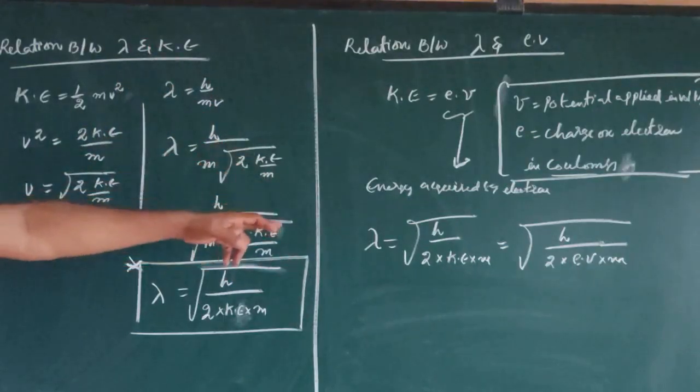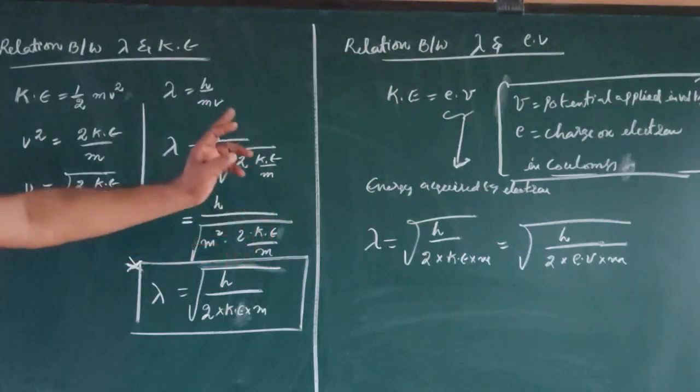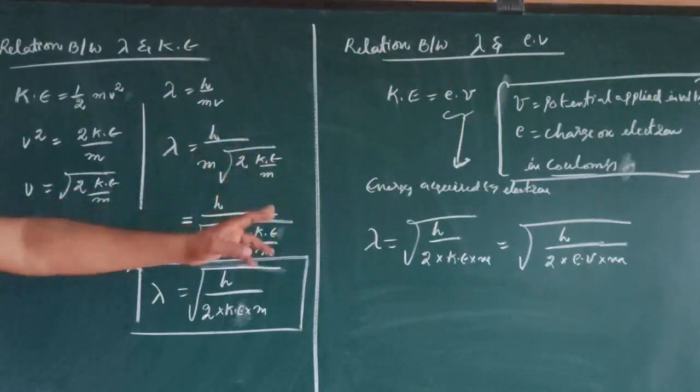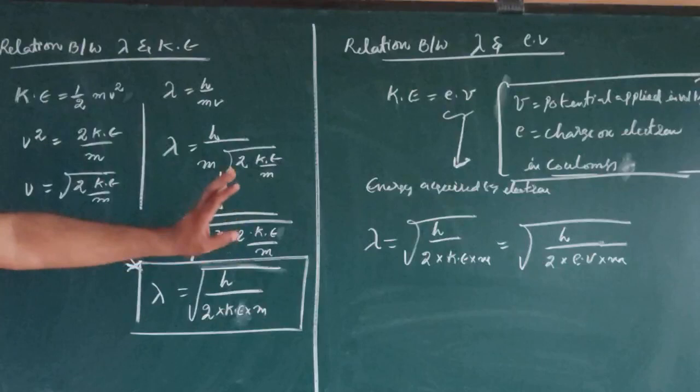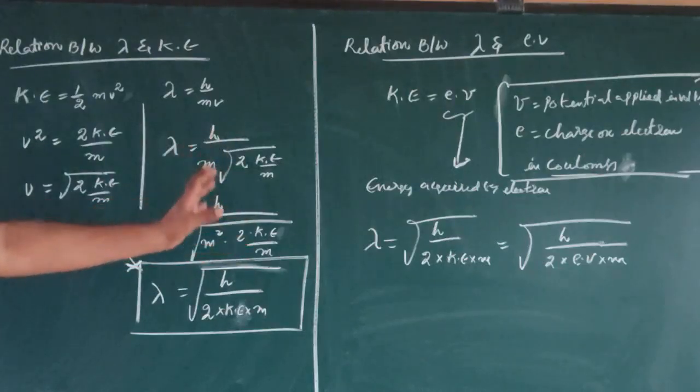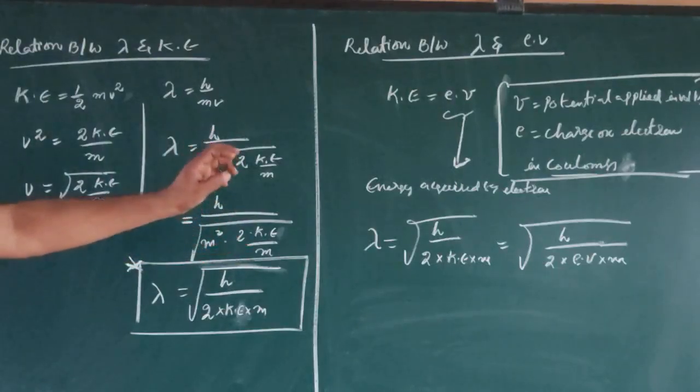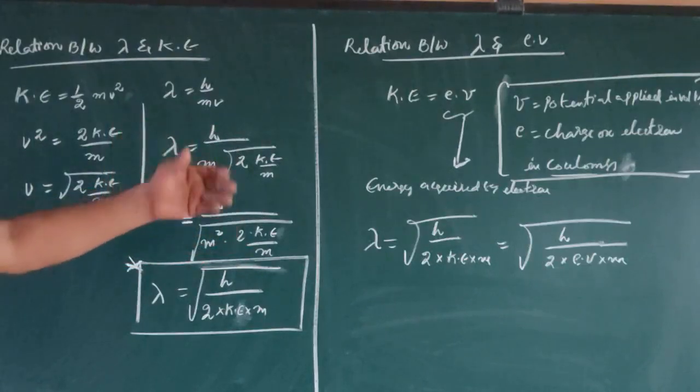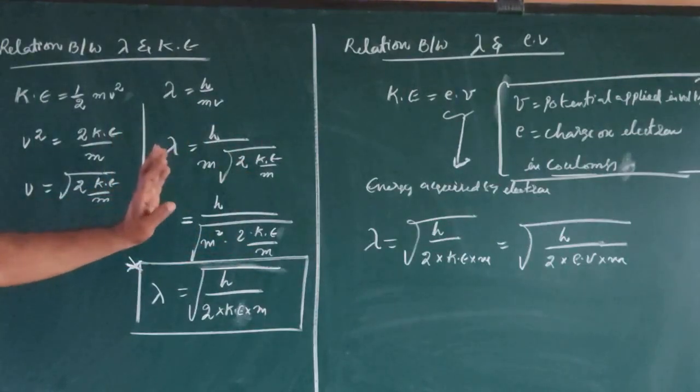So then lambda is equal to h by root over 2 into eV into m. e represents charge in coulombs, V represents potential in volts, and m is equal to mass of the electron.